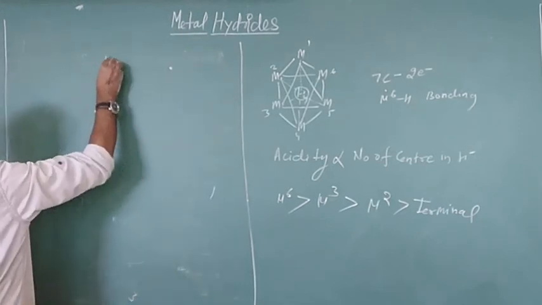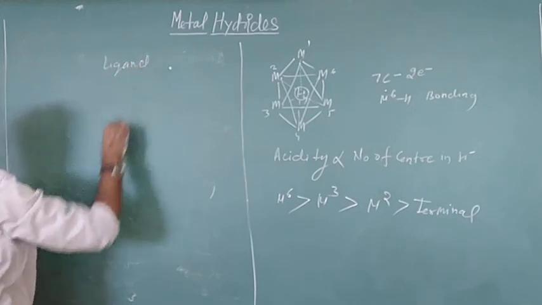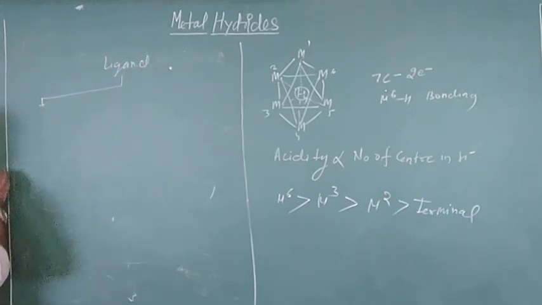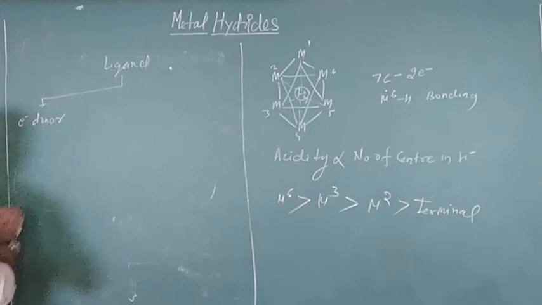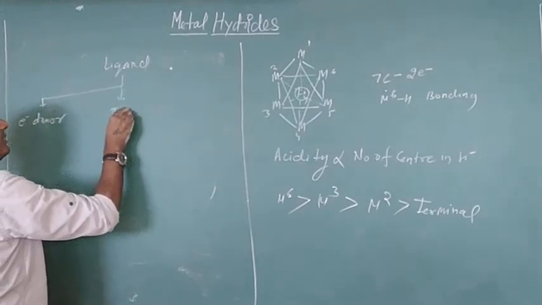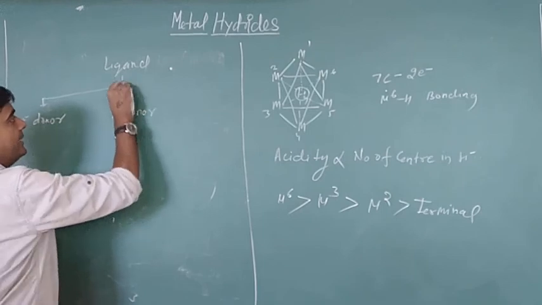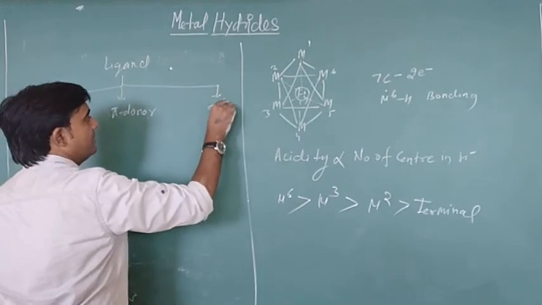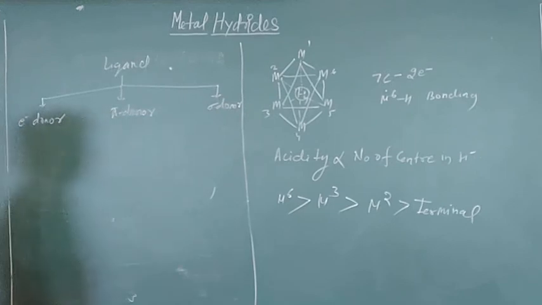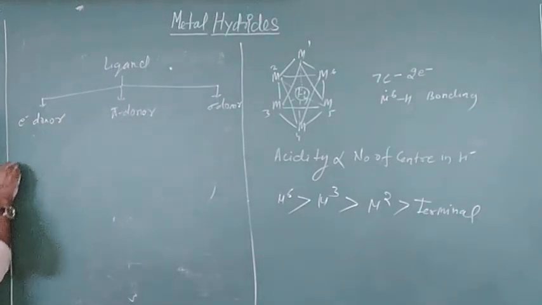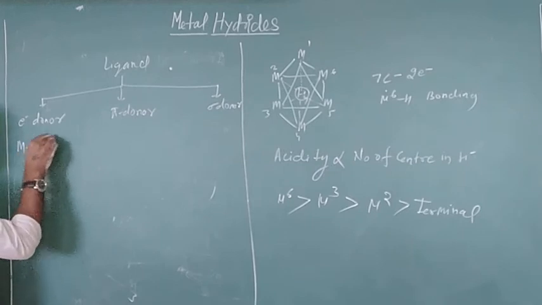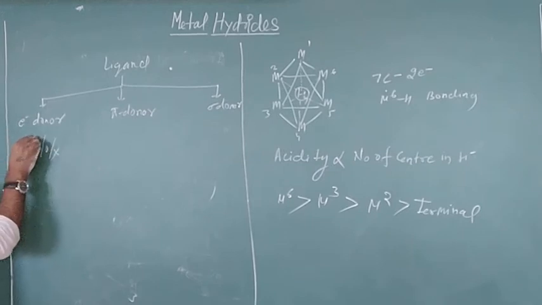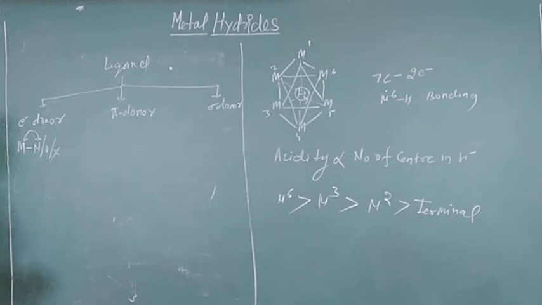So here are 3 types of ligand. You can say easily that one is electron donor, directly electron donor, one is pi donor, and another is sigma donor ligand. Okay, electron donor, you can say, is when the metal is attached with a heteroatom such as nitrogen, oxygen or halogen, with lone pair donation to the metal. So this is an electron donor ligand.